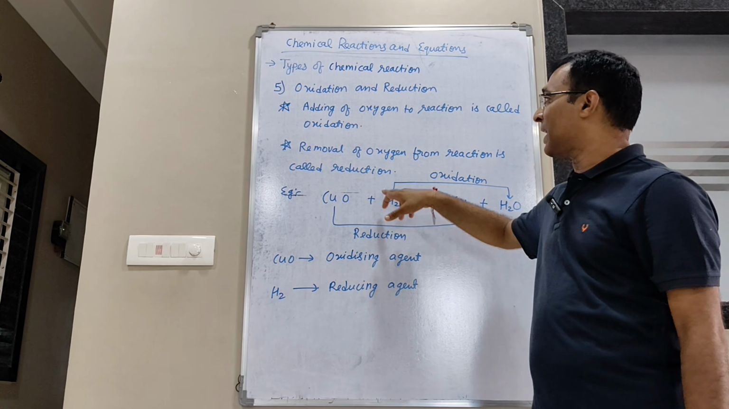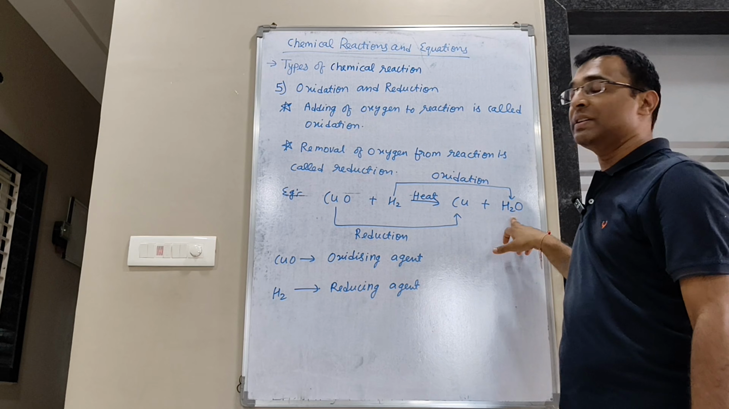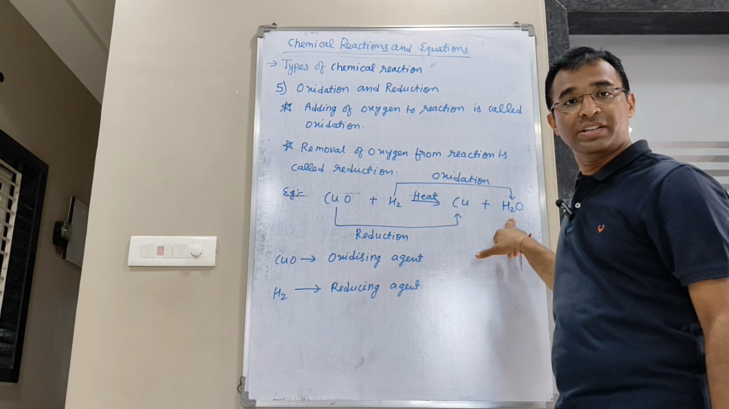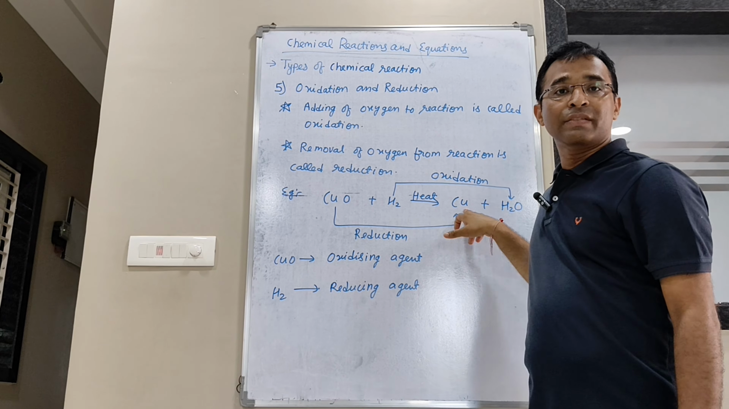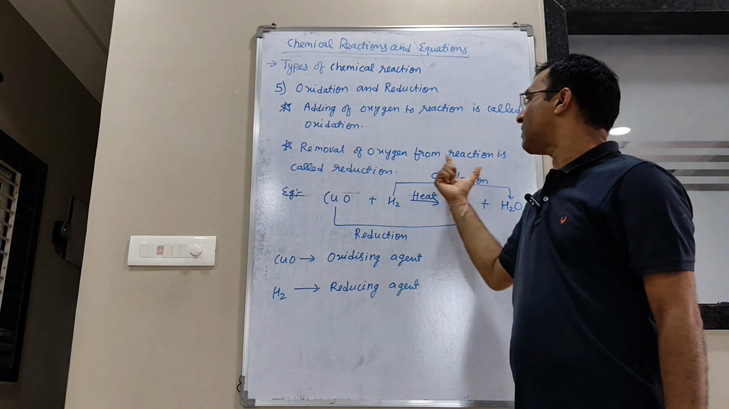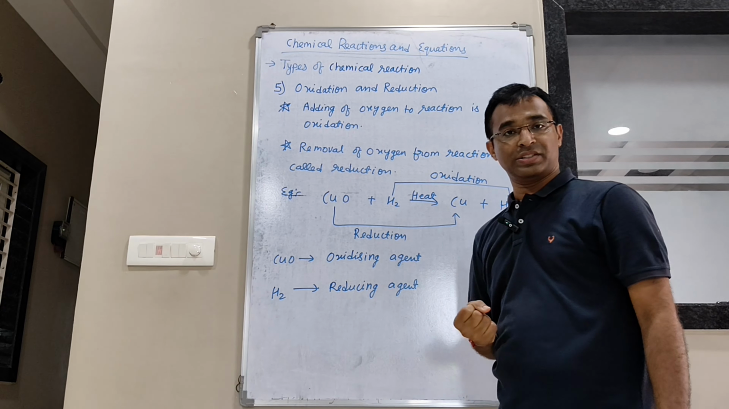Here, removal or adding of oxygen in the reaction is called oxidation. So here H2 is getting converted to H2O, so this is an oxidation reaction. And copper oxide is getting converted to copper, where oxygen is removed. Removal of oxygen from a reaction is called reduction. So this is a reaction.